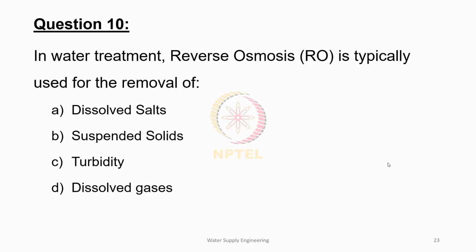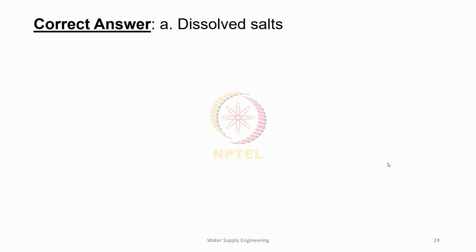Okay, so some are telling that option A is the answer, and some have option B as the answer. Okay, so let's see what is the correct answer. Correct answer is option A, dissolved salts.